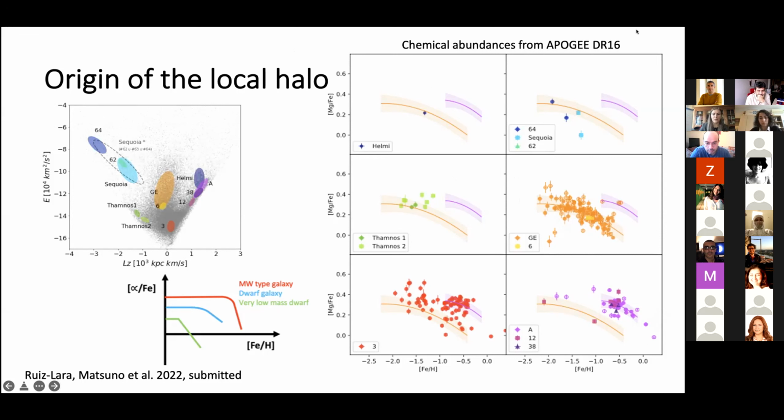But we can follow up, and hopefully in the future we'll have a lot more chemical abundances, and then we can even get the trends of individual galaxies and really determine differences between, for example, the Helmi streams and Gaia Enceladus. But we will see.